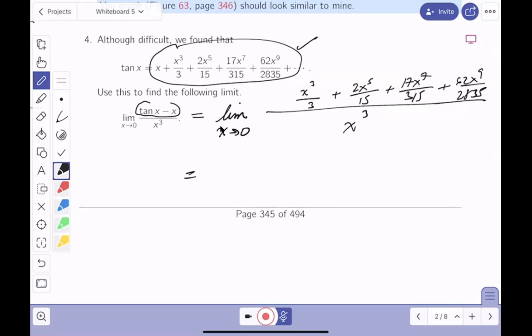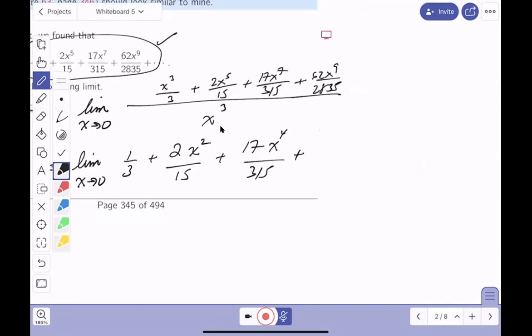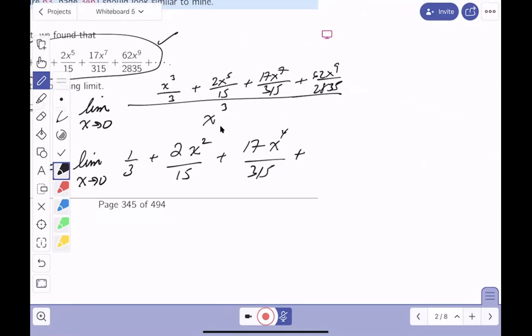Well, I still can't do that limit. Limit x goes to 0. I'm going to divide through. And what do you get? 1/3 plus 2x squared over 15 plus 17x^4 over 315. I think you know where this is going now. And that's going to be 62x^6 over 2835.